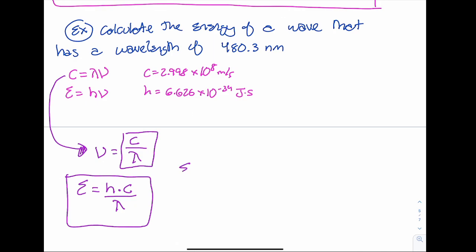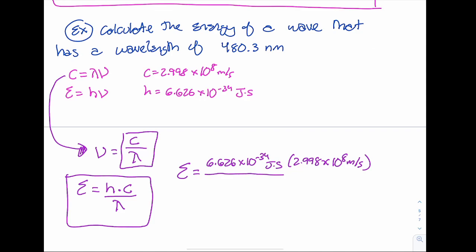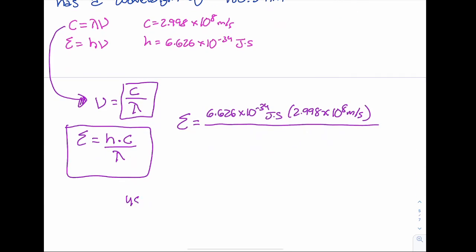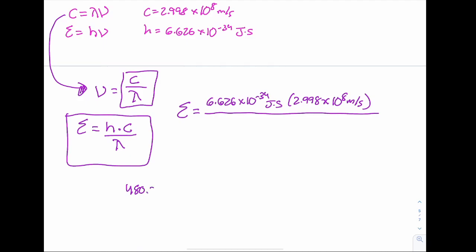So I know that my energy is going to be Planck's constant, 6.626 times 10 to the negative 34th joules times seconds, multiplied by the speed of light, and then my seconds will cancel. And then that's going to be divided by my wavelength. My wavelength does need to be in meters, however, to get my meters to cancel. So as a side here, I have 480.3 nanometers.